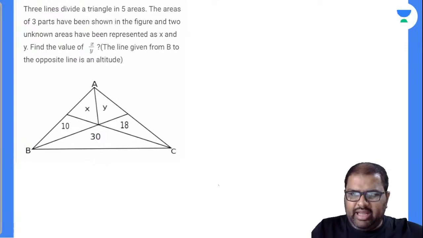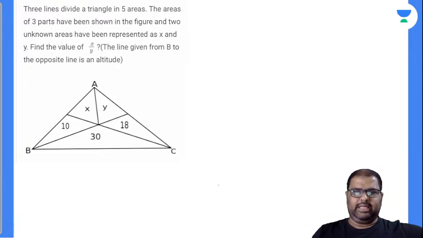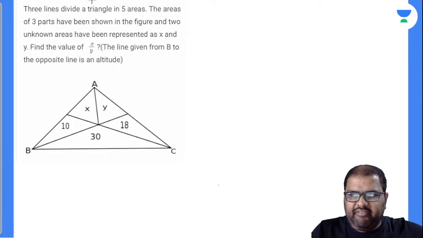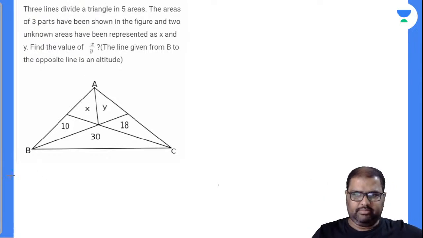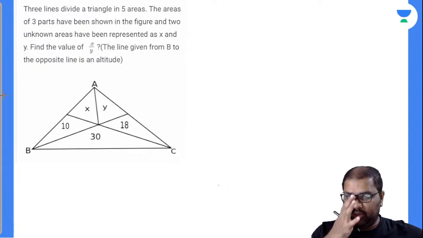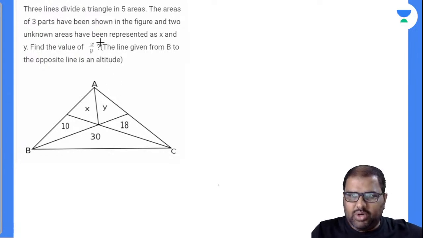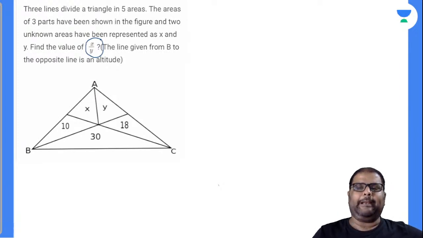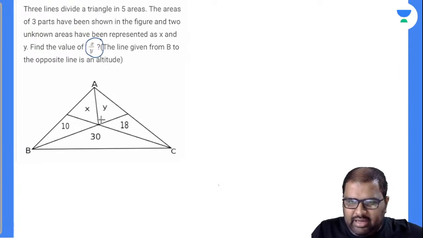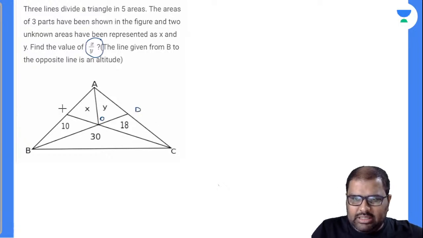Now you will feel very happy regarding this mass point geometry if you understood this perfectly. Observe the question there. 3 lines divide a triangle into 5 areas: 1, 2, 3, 4, 5 areas. The areas of 3 parts have been shown in the figure and 2 unknown areas have been represented as x and y. Find the value of x by y is the question asked. The line given from B to the opposite side is an altitude. So for my convenience, I will take this as O, this as D, and this as E.